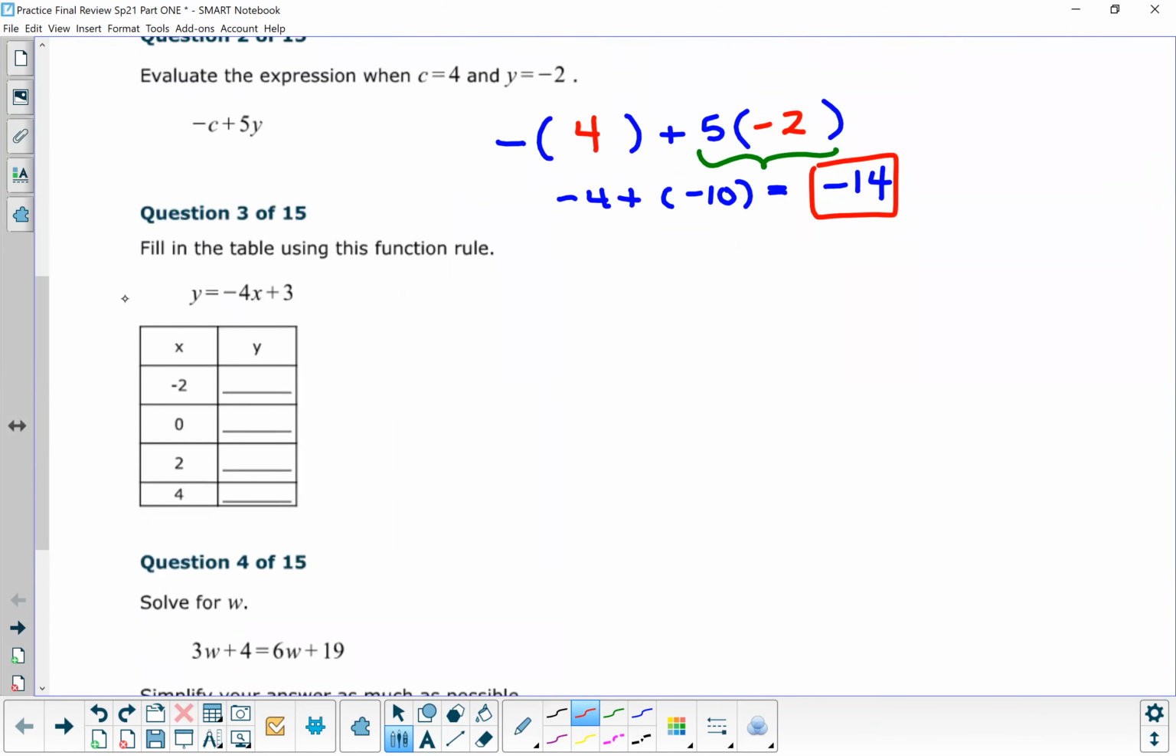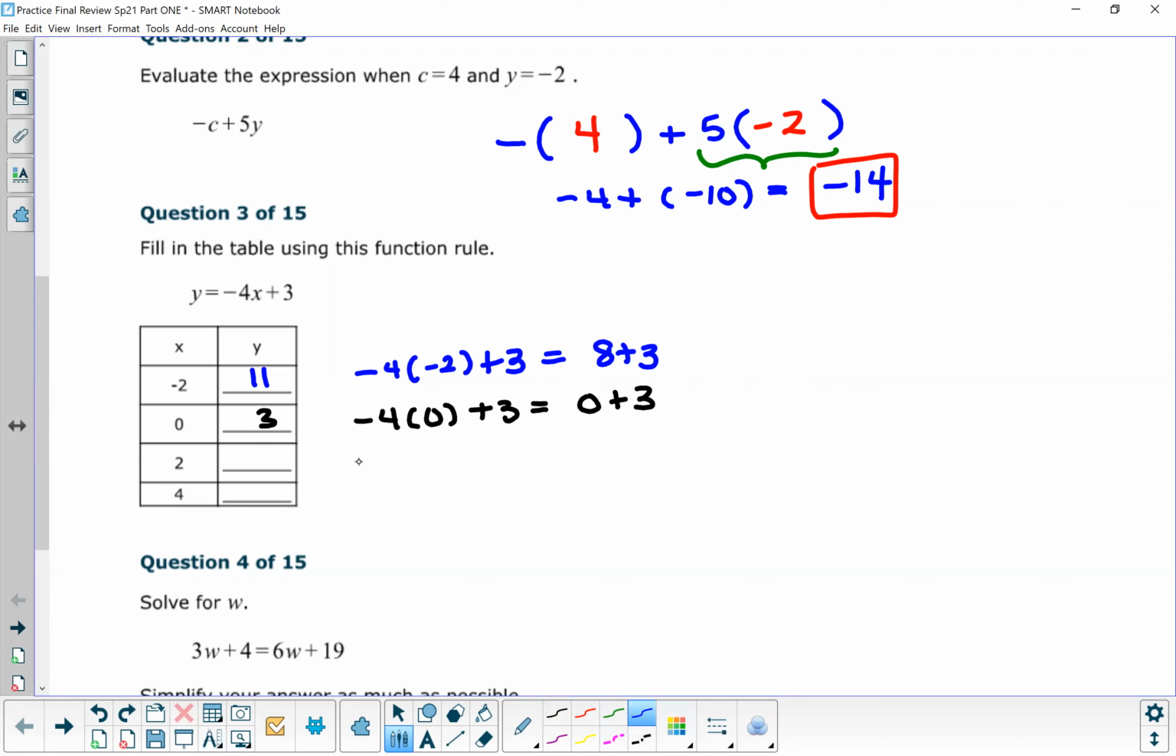All right, we're given a function rule, y equals -4x plus 3. So fill in the table. So if x is -2, all right, so we have -4 parentheses, -2 plus 3. So that gives us 8 plus 3, which is 11. Next, -4 times 0 plus 3. So that gives us 0 plus 3, which is 3.